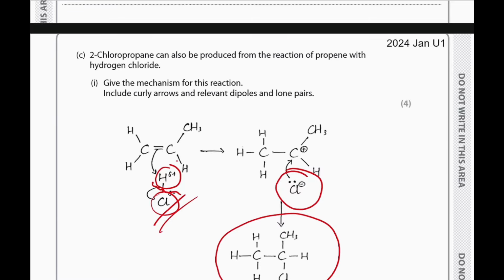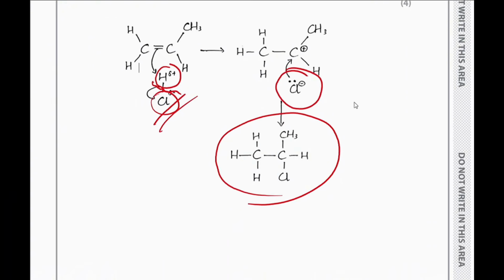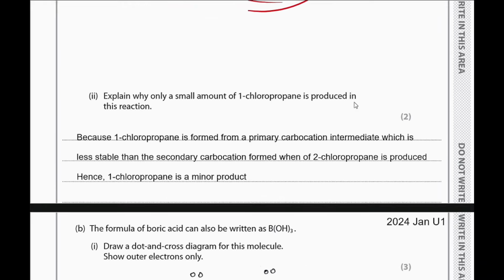Remember one thing, the H plus is attracted by the carbon to carbon double bond here. So ensure that the arrow direction is shown towards the H. Explain why a small amount of 1-chloropropane is produced in this reaction. Now, this is a nice question.